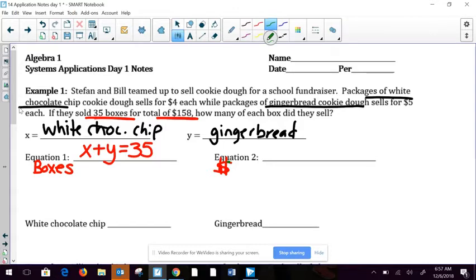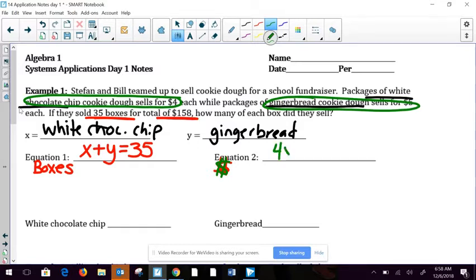Thinking about all of the money, I know that white chocolate chip sells for 4 and gingerbread sells for 5. So if white chocolate chip is X, I have $4 for each box of my white chocolate chip. And so plus, I have $5 for each box of my gingerbread. And that is equal to my total dollars sold of 158.